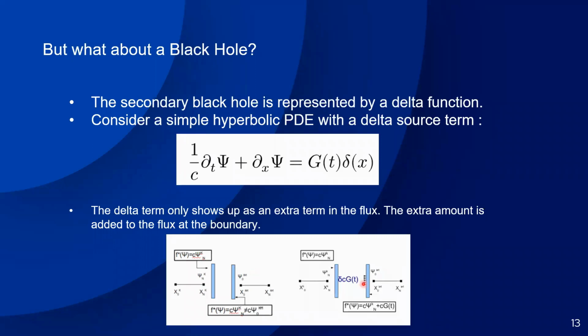But if you have a delta function, which represents a black hole, there is this extra term c g t, where g t basically means how the delta function is behaving with respect to time. You can have a delta function which is moving, and this will represent the movement of the source term with respect to time.